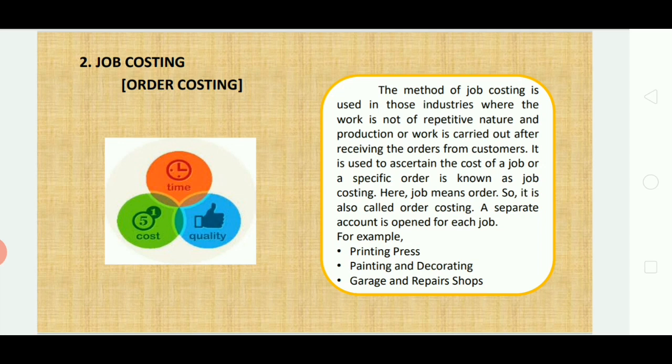ઇટ ઇઝ યુઝડ ટુ ascertain the cost of a job or a specific order is known as a job costing. In short, here you can read, here job means order. અહીંયા જોબનો મિનિંગ જ શું છે? ઓર્ડર. First you will receive the order and then you will go for the production and try to find out the cost of every job. That means the cost of every order. તમે હરેક ઓર્ડરની કોસ્ટ ફાઇન્ડ આઉટ કરો છો. So it is called order costing.